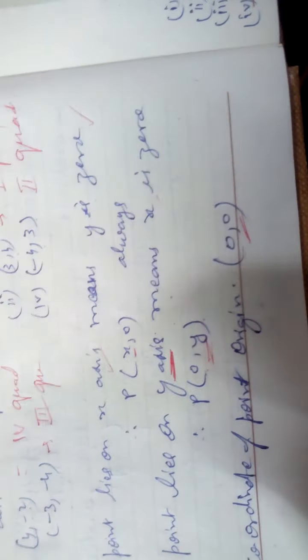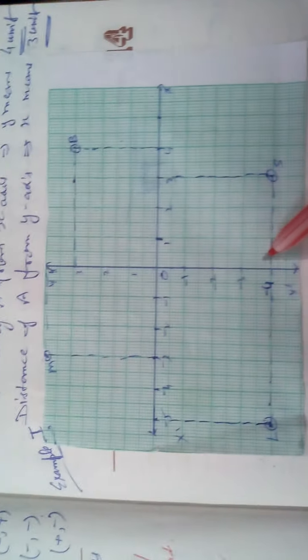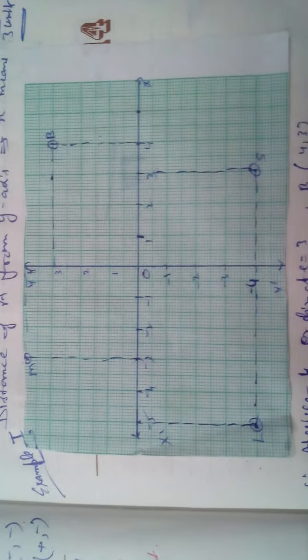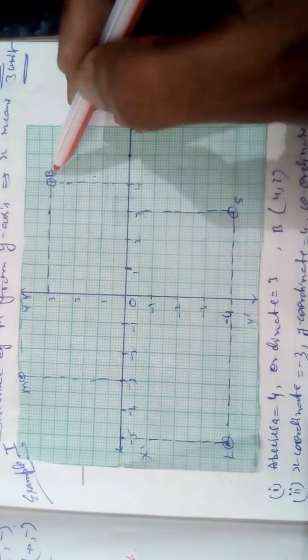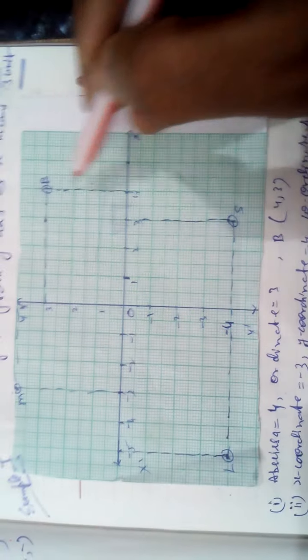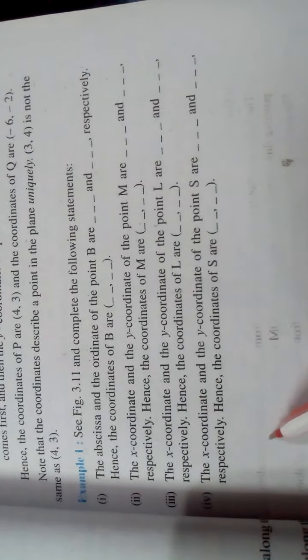There is a question given; you will see example number 1. In Example 1 there is a figure given. All are seeing, so I have drawn the figure here: X dash, y dash, and 1, 2, 3, 4. What is the abscissa of point B? Where is B? B is here. Abscissa means the value of x. What is the abscissa? 4. The question asks for the abscissa and the ordinate of B, and then to write the coordinate.